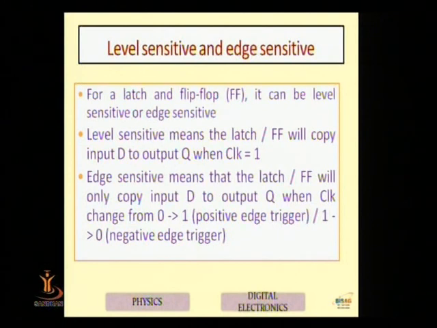Level sensitive means the latch or flip-flop will copy input D to the output Q when the clock is 1. If you require a level sensitive configuration, whenever your clock is 1, you will get the output. In edge sensitive, the input D is copied to output Q when the clock changes from 0 to 1 or 1 to 0: 0 to 1 in a positive edge trigger and 1 to 0 in a negative edge trigger. So whenever there is an edge, your input will be obtained at the output. This is edge sensitive.